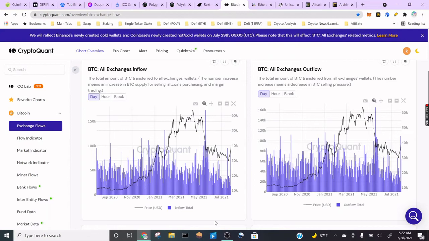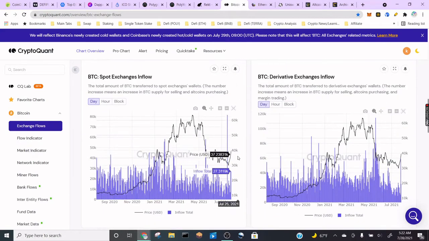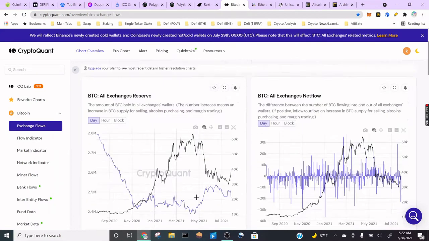But this one's pretty good. I think they have all exchanges, inflow, outflow. It can get a little confusing. You're going to have to sit down for a second. It's all about Bitcoin, which is cool.